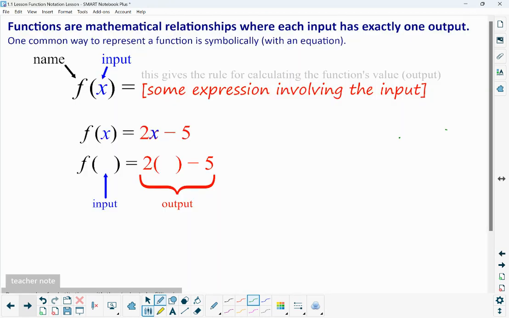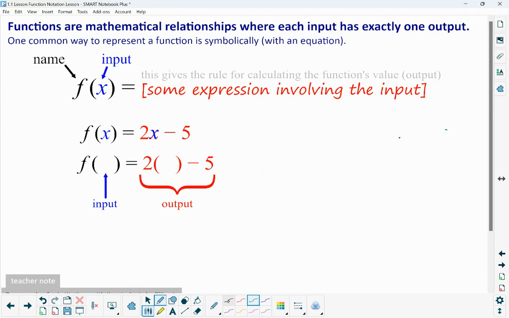So functions are mathematical relationships where each input has exactly one output, and one common way to represent a function is symbolically, in other words, with an equation. You can also represent functions on a graph or on a table of values, but today we're going to just be focusing on symbolic representations, which is an equation.